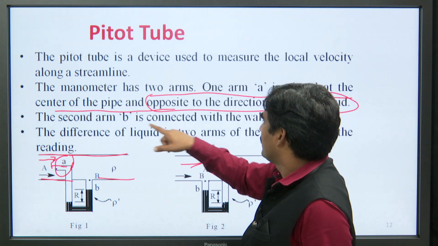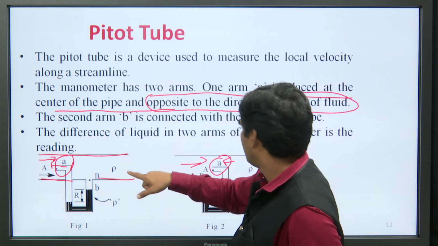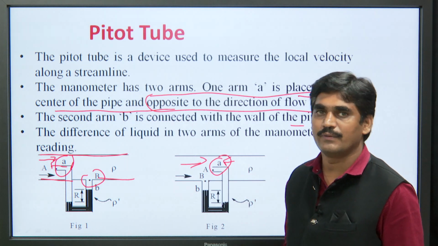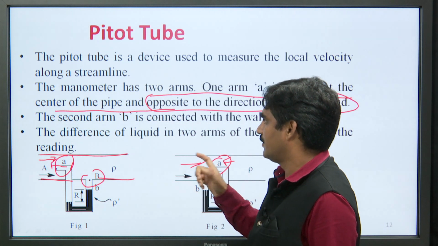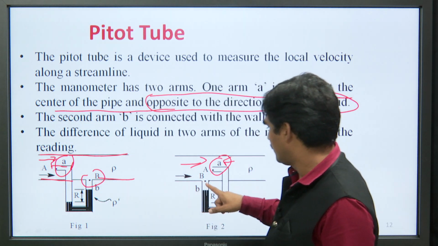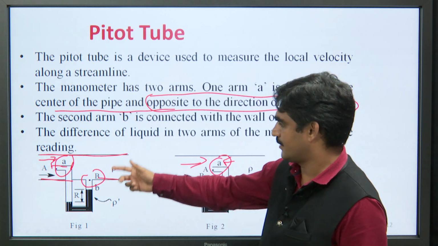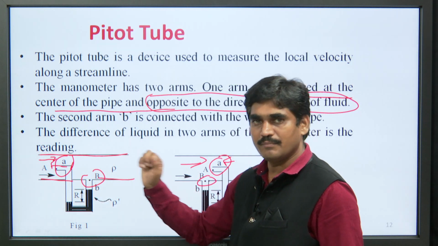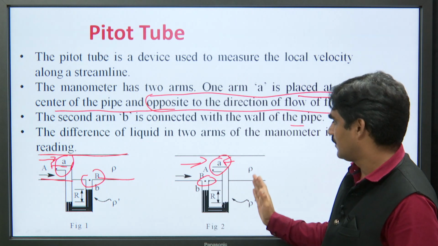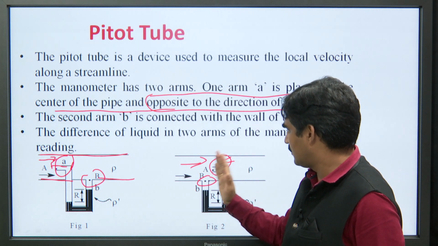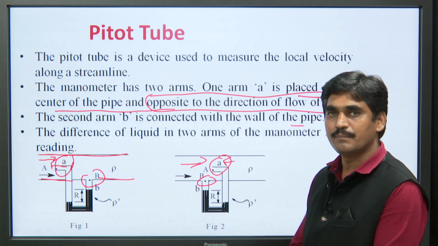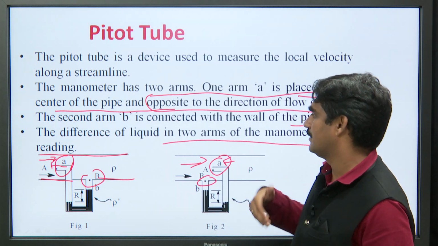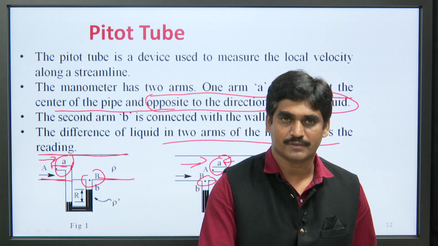Arm B, the second arm, is connected with the wall of the pipe through which the liquid is flowing. In the first diagram, arm B is connected after arm A. In the second diagram, arm A is connected after arm B. Okay. So, the difference of liquid in the two arms of the manometer is the reading of pressure difference.